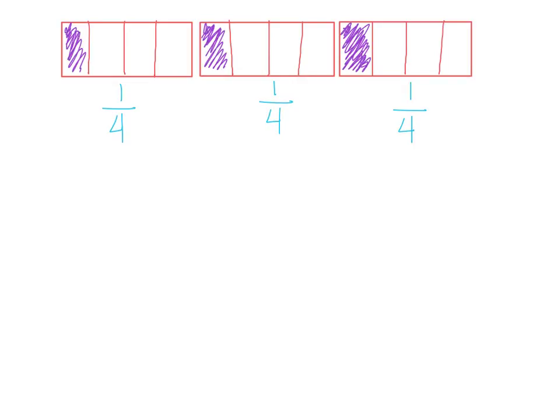Now, to figure out how many total fourths are shaded, I can write an addition equation. So my addition equation would be 1/4 plus 1/4 plus 1/4. And if I add those together, that would give me 3/4.